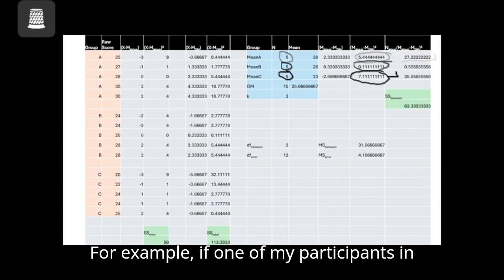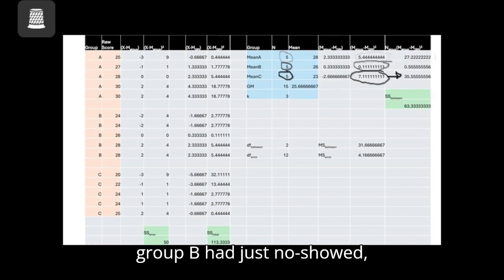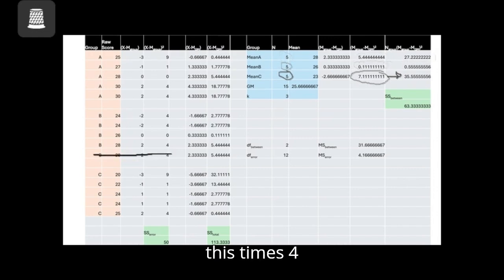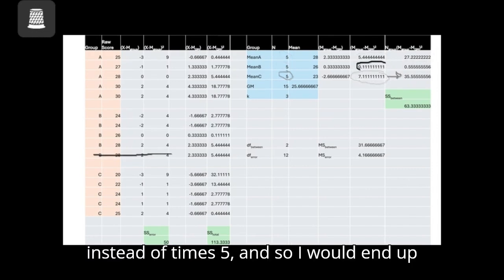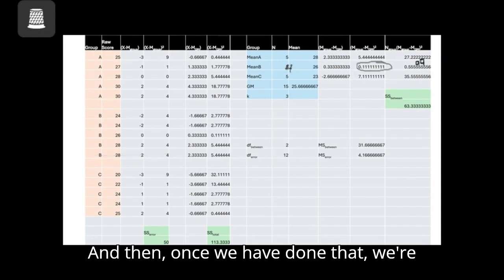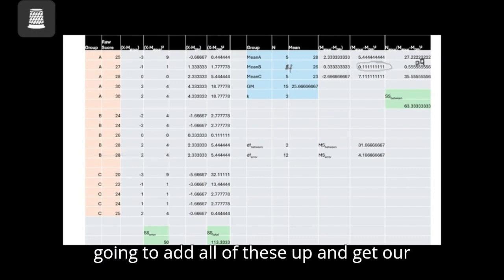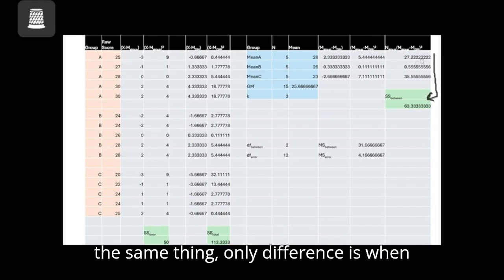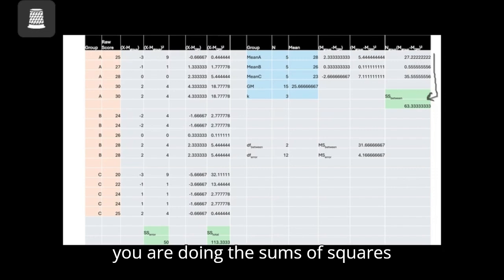For example, if one of my participants in group B had just no-showed, then here I would be multiplying this times 4 instead of times 5, and so I would end up with 0.4 repeating instead of 0.5. And then once we have done that, we're going to add all of these up and get our sums of squares between. Each of these steps is pretty much the same. The only difference is when you are doing the sums of squares between, you've got to multiply it times your N.